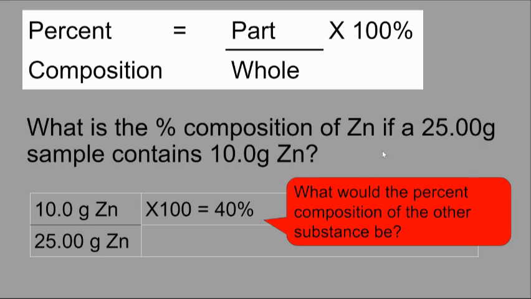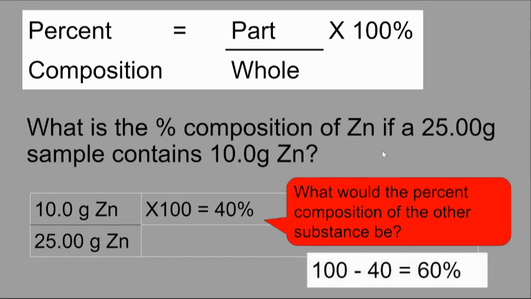What would the percent composition of the other substance be? Well, if we think about it, our percent composition should always be equal to 100%. So if there's only two components and the first component is 40% of the sample, the second component should be 60% of the sample, as they should always add up to 100%.